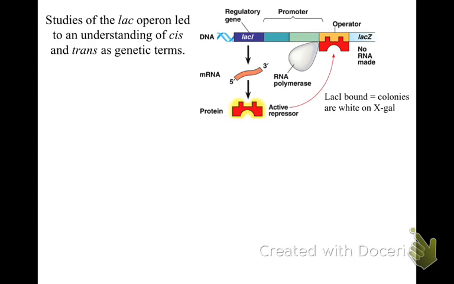I'm going to use our old favorite lac operon to remind you about the differences between cis and trans as genetic terms. So remember, this is just looking at the regulatory region of the lac operon. So here's lac Z, and we've got a promoter in this region. E. coli, in the lac operon in particular, has an operator region, and the operator region is a part of the chromosome to which a repressor protein will bind.